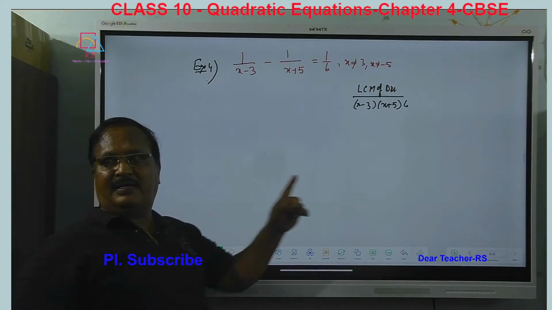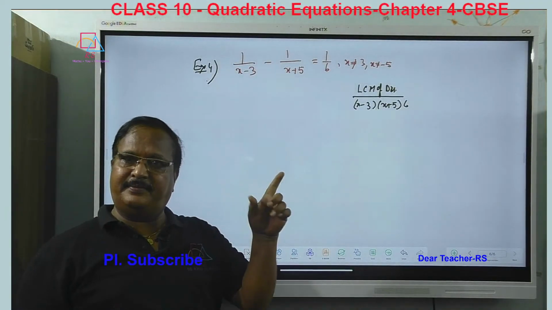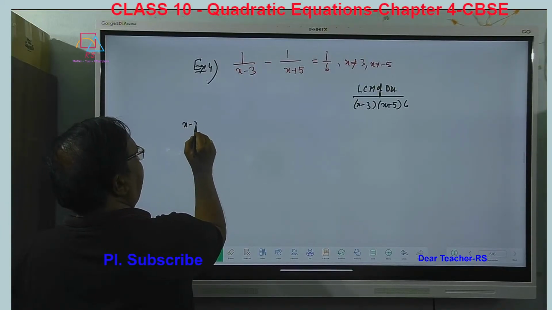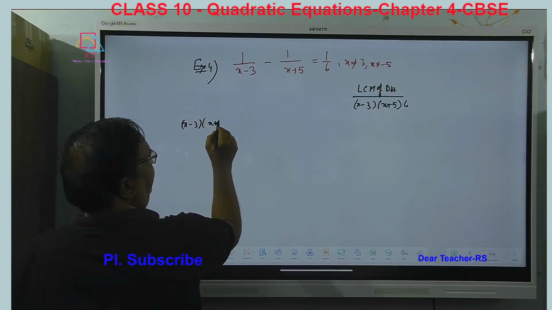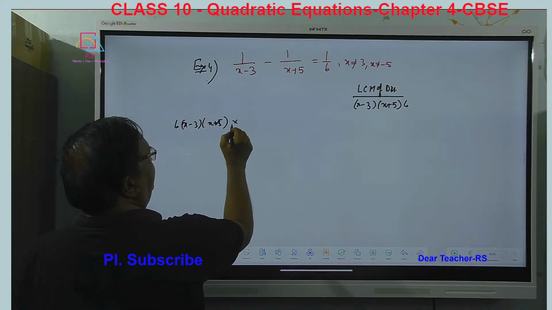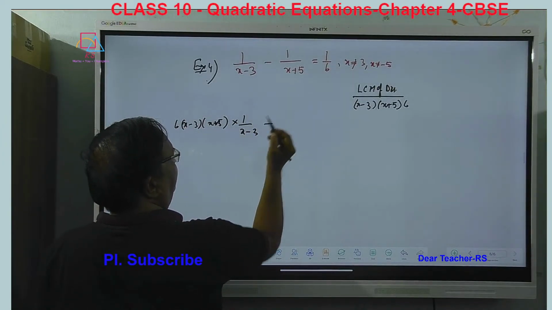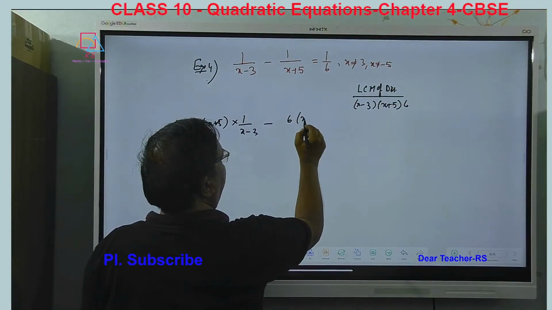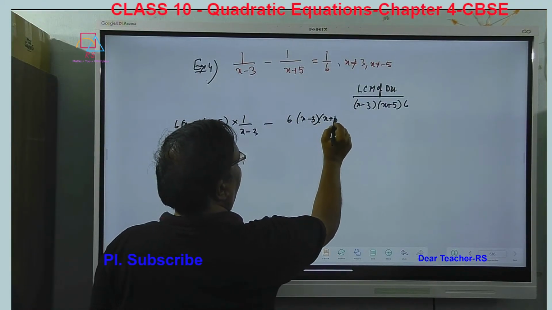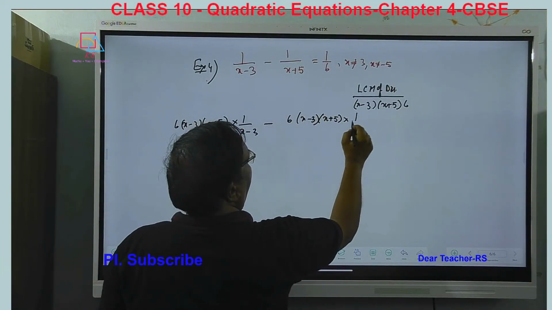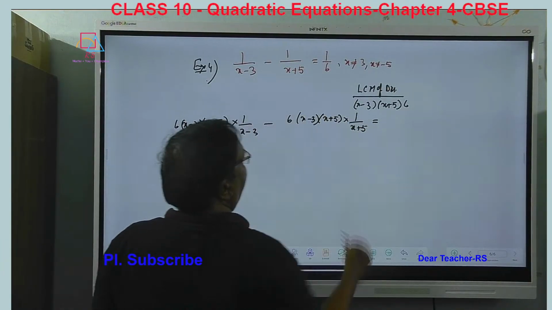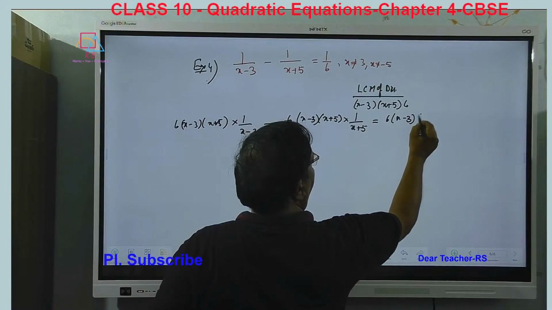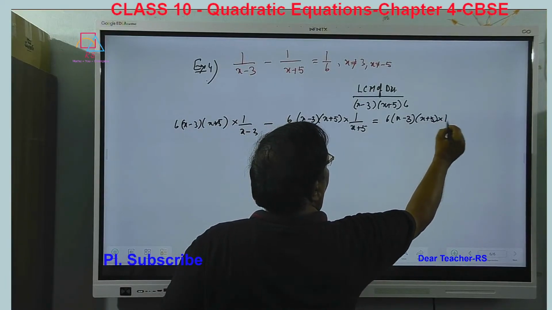Multiply each and every term with the LCM. I am not writing it here. So what happens? x minus 3 into x plus 5 into 6 into 1 by x minus 3. First term multiplication is over. Second term multiplication, 6 into x minus 3 into x plus 5 into 1 upon x plus 5 is equal to, right side also, 6 into x minus 3 into x plus 5 into 1 upon 6.